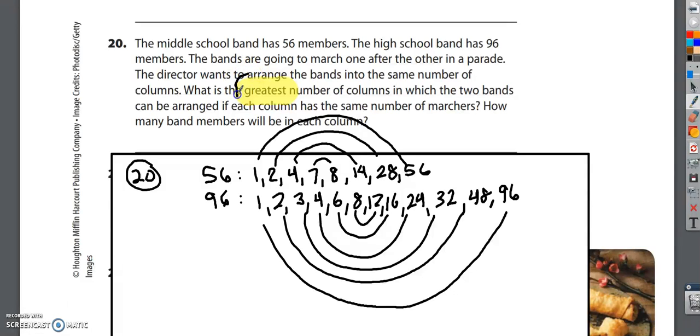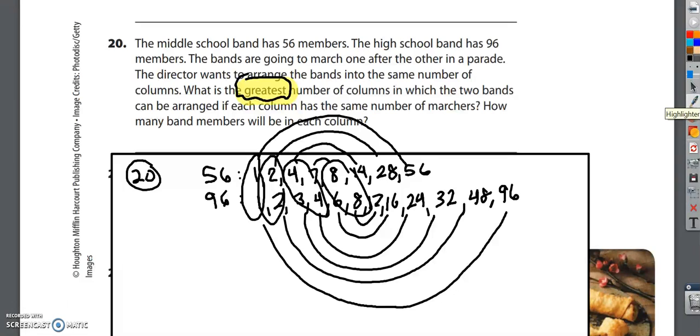Now, this is a greatest common factor question, so what I need to do is go carefully find the greatest common factor. 1 is in both lists, as is 2, 4, 8. And if you look carefully, you won't find another number. So what does that mean about this answer? First of all, it means that the greatest common factor is 8.